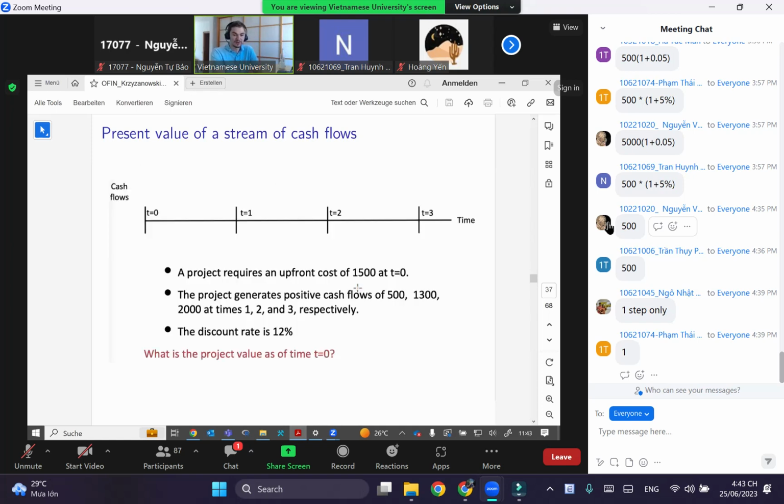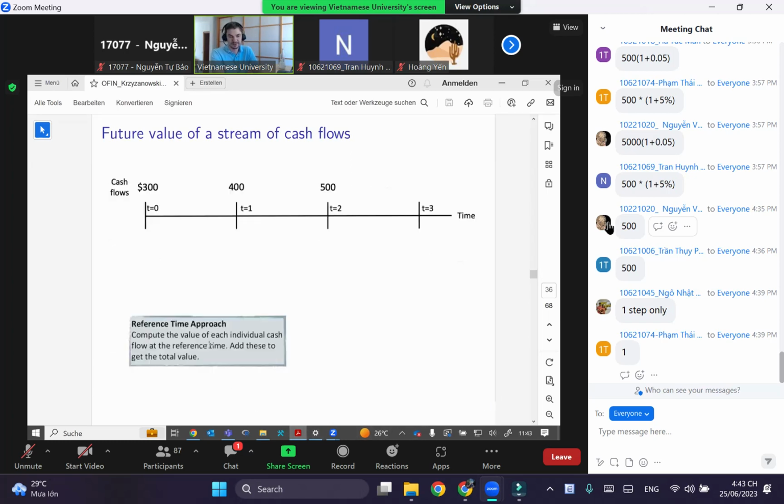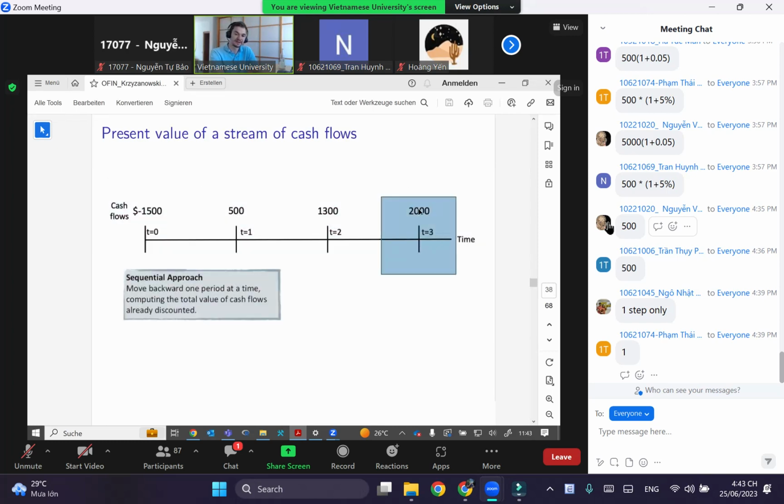By analogy to what we've done in the context of compounding, you could also conduct a sequential approach, meaning you could start from the 2,000 and discount these 2,000 by 1 period, which would give you an amount which is either higher or lower than the 2,000. If I discount the 2,000 by 1 period, would I get something which is higher or lower than 2,000, given that I have an interest rate of 12%? Would this be higher or lower than 2,000, if I discount the 2,000 from period 3 to period 2?